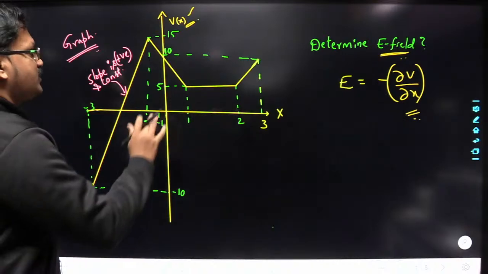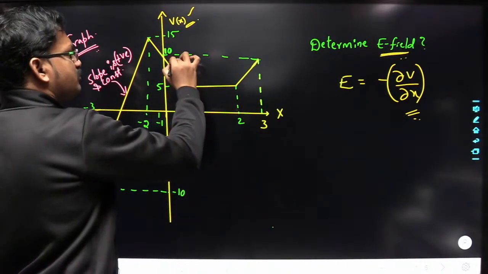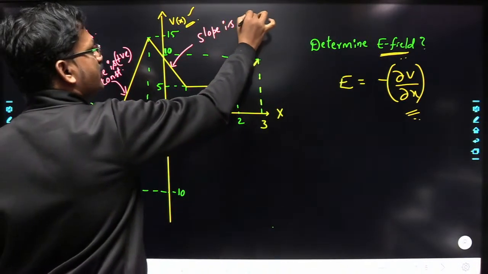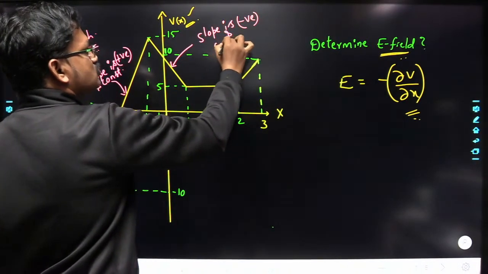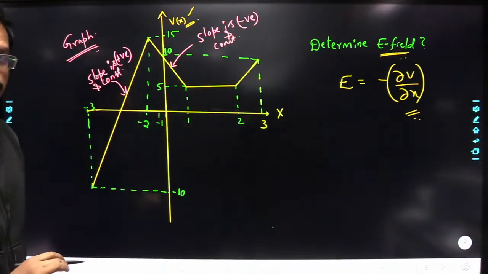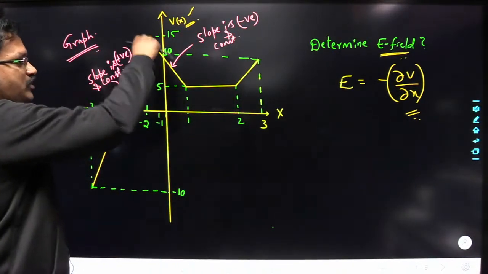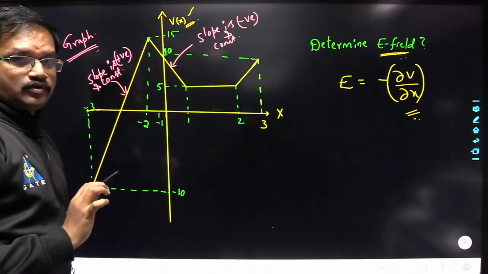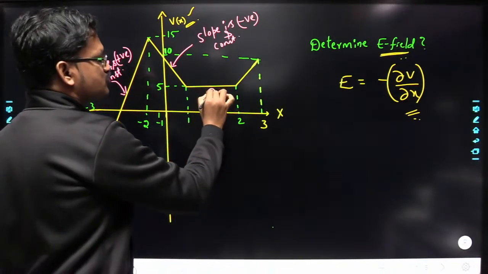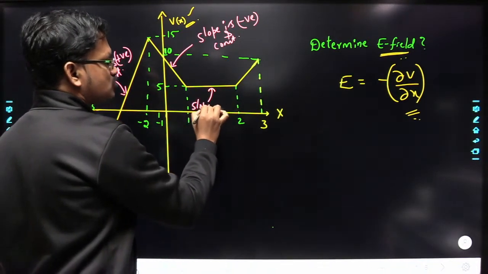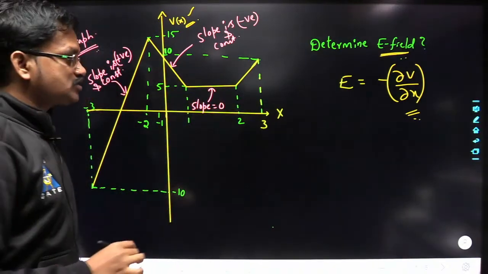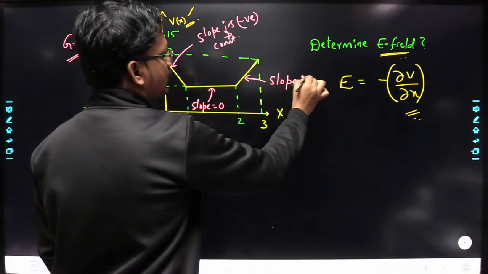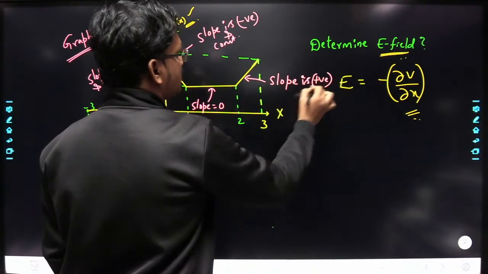Next, for this line, the slope is negative and constant. So dou V by dou x from here to here is going to be constant, and its value is going to be negative. Next, for this one, the slope is 0. Next, for this one here, the slope is positive and constant.